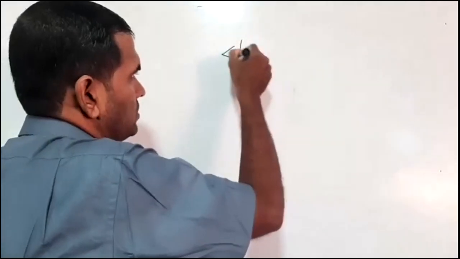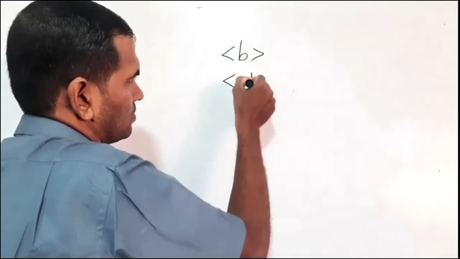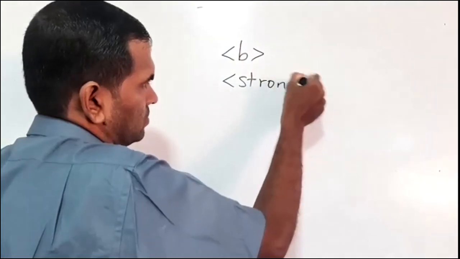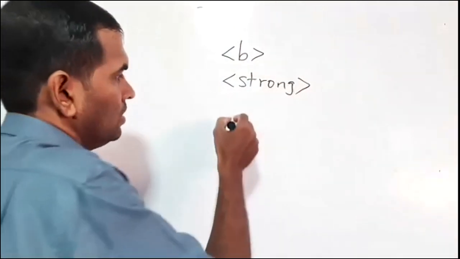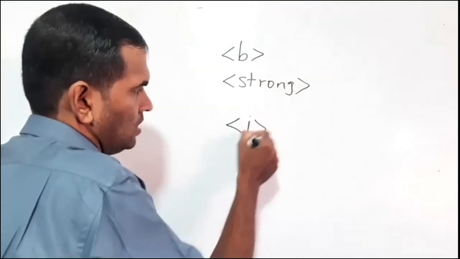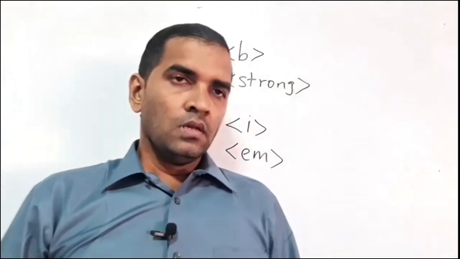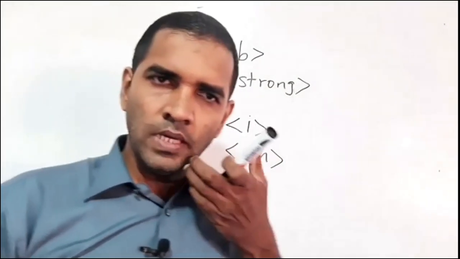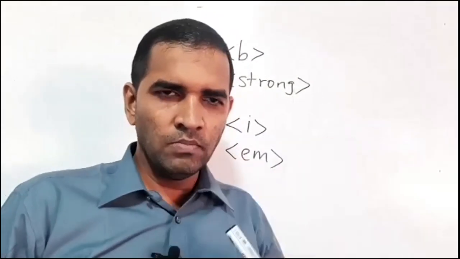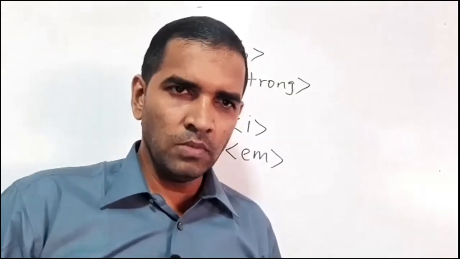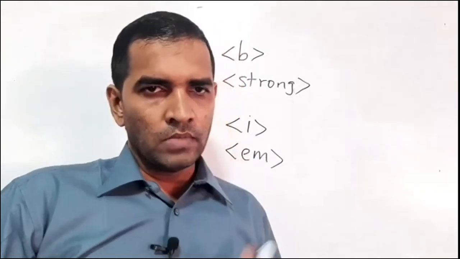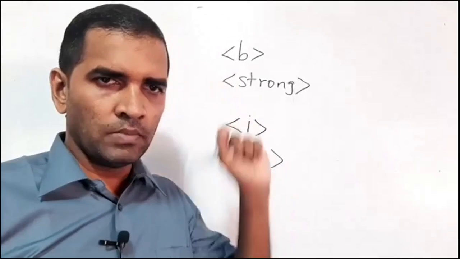So some of you asked me for a small clarification about the difference between the B tag and the strong tag, and also the difference between the I tag and the EM tag. I already introduced them, but I didn't explain the difference because I thought it may not be important for someone in grade 11. But since you have asked me, I have to clarify that.